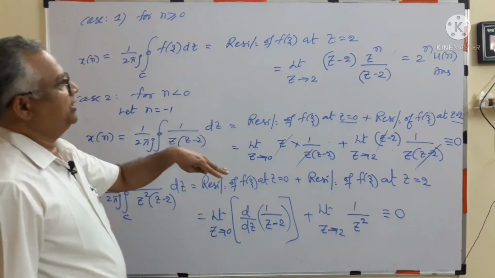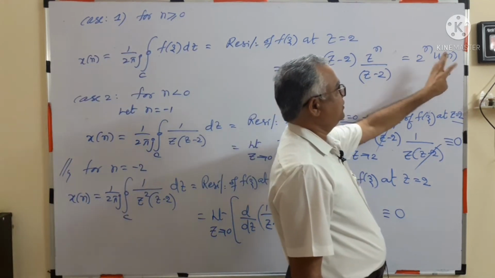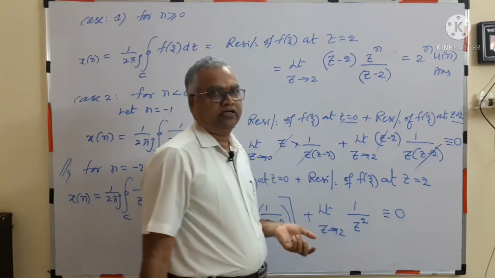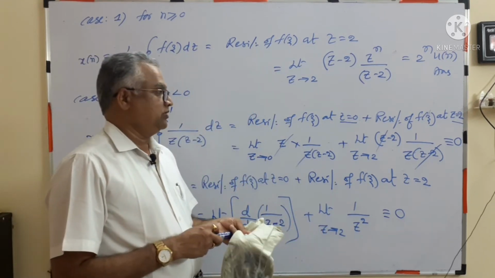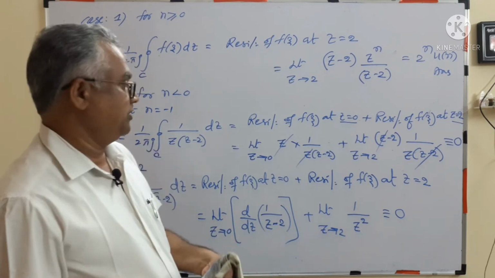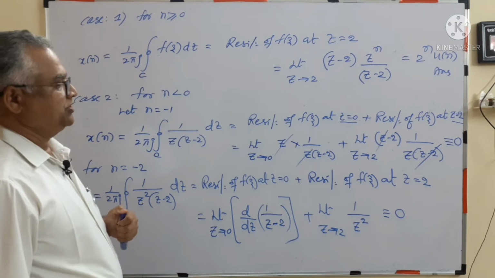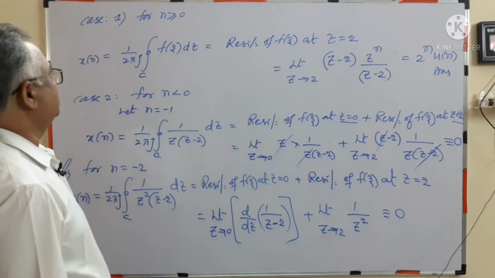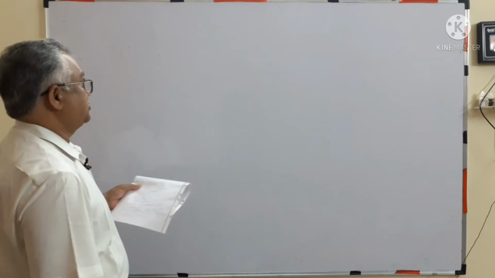For the positive side only we are getting 2 power n u of n. So finally we got the same answer, because we know the answer already. Using this method also we are getting the same answer. So this is how we can apply the contour integration method or residue method. We will see the next problem.